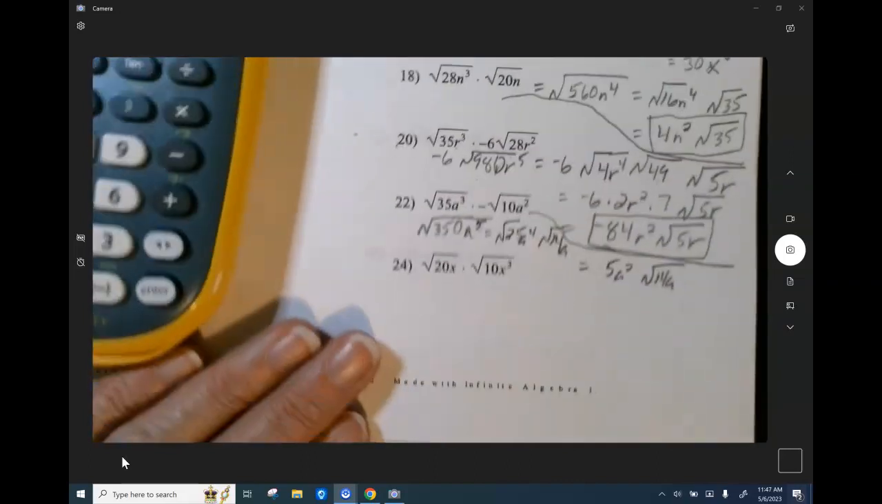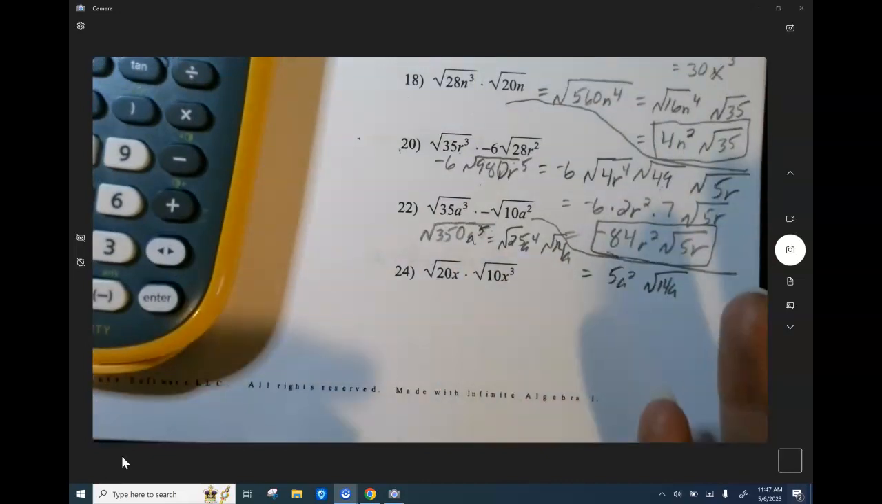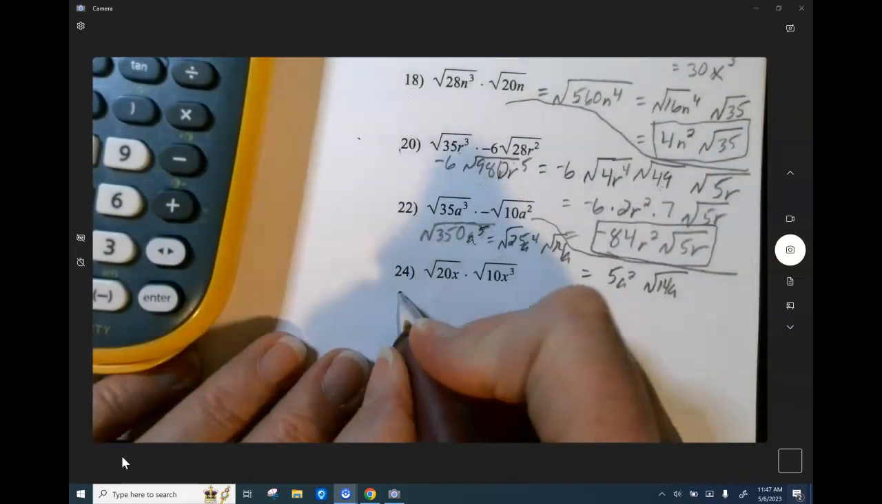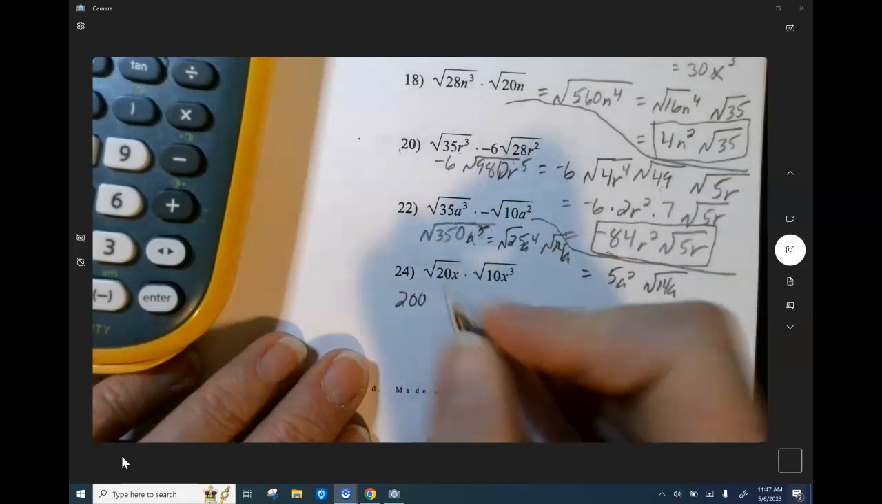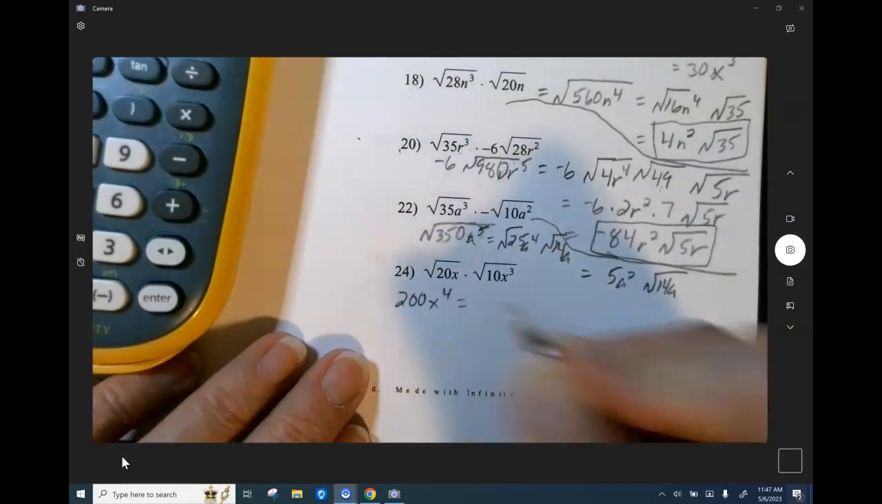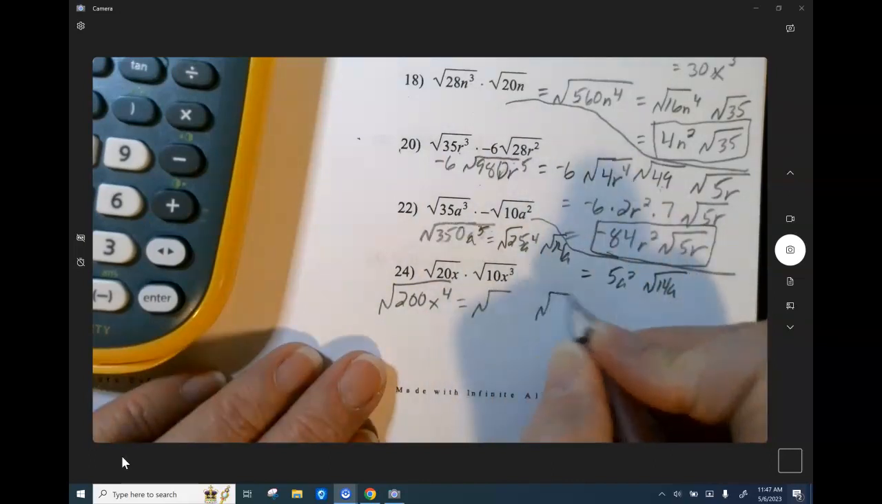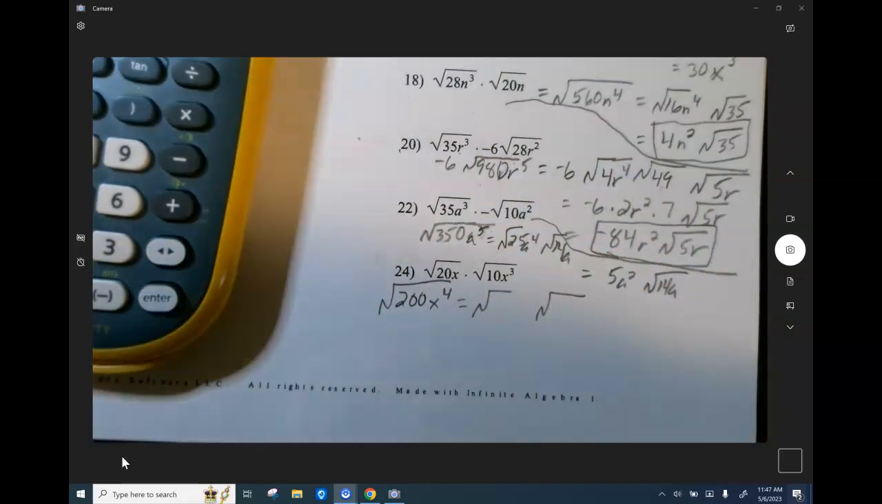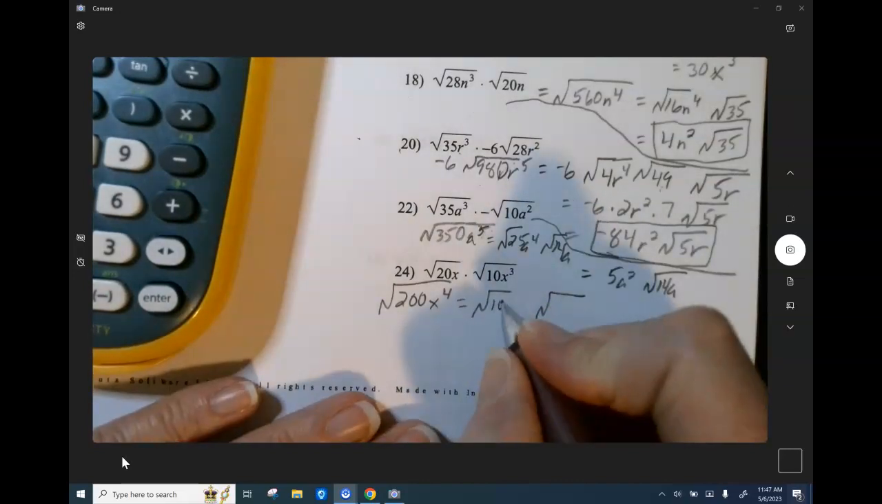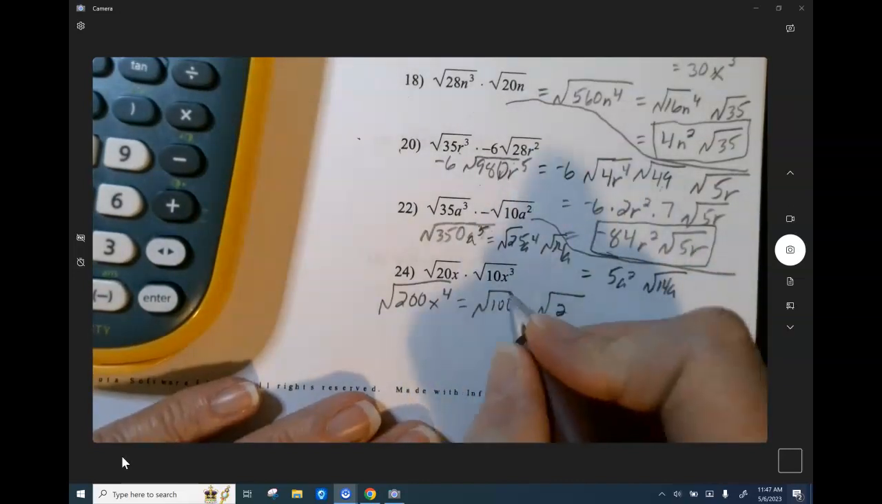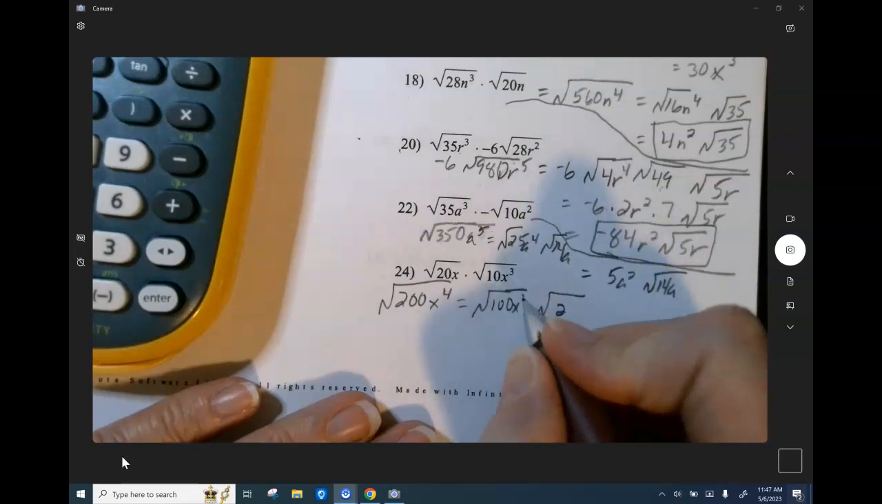Good. 24, we have plenty of room for it. We can do the whole thing and not worry about it. So go, and if you want to, again, pause yours. 2 times 100 is 200. X times x to the 3rd is x to the 4th. So now I'm taking the square root of all that. So now I'm going to do perfect square, non-perfect square. Well, what's a perfect square? 200. That's right. It's 100. Okay, and I have a 2 left over. X to the 4th is a perfect square.